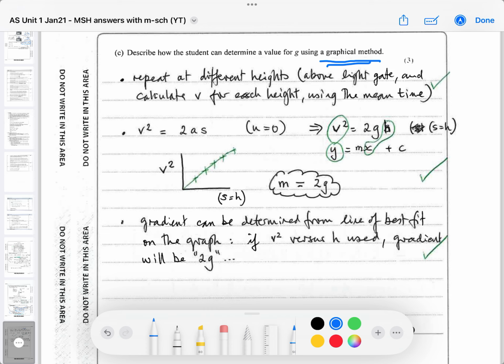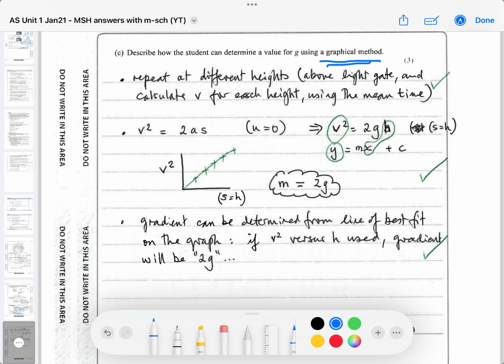Remember, the mark scheme is just for the teacher, it's not for the student. So when the examiner is looking at it, they don't want you to repeat the mark scheme. They want you to verbalize your understanding, and you've got to make sure you hit your message home 100% clearly, okay? They're not expecting you to write a brief answer like in the mark scheme. So I would write all that out, repeat at different heights above the light gate, and calculate the velocity for each height using the mean time. Okay? So you will definitely get the first mark if you put it that clearly.